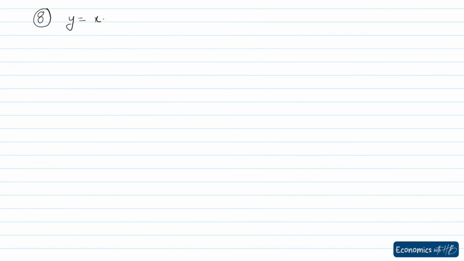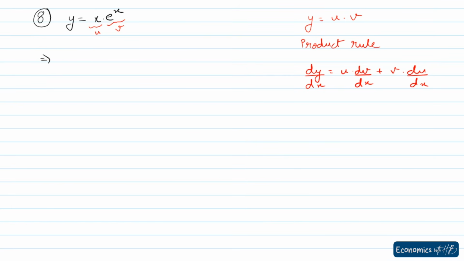Y is equal to x into e to the power x. Now see, looking at it simply, you can get that this is a function of product of two functions, right? So here we get y is equal to u into v. We'll apply the product rule. What is the product rule? Dy by dx is equal to u into dv by dx plus v into du by dx. Very simple. So dy by dx is equal to u, which is x, into dv by dx, e to the power x is e to the power x as it is, plus v as it is, into d by dx of x, which is 1. So simplifying we get x plus 1 into e to the power x, which is the answer.